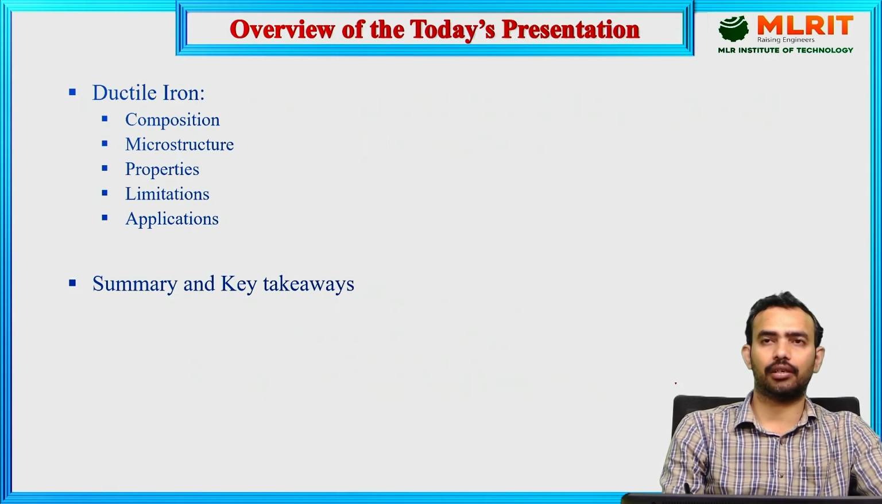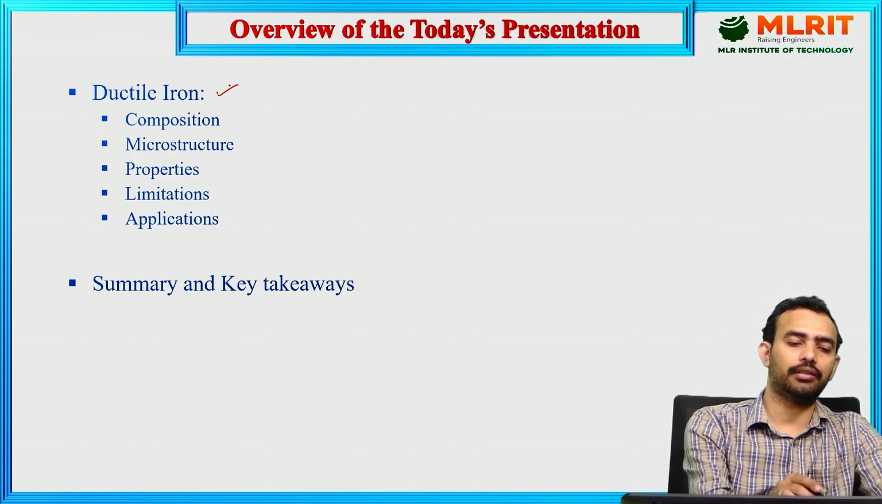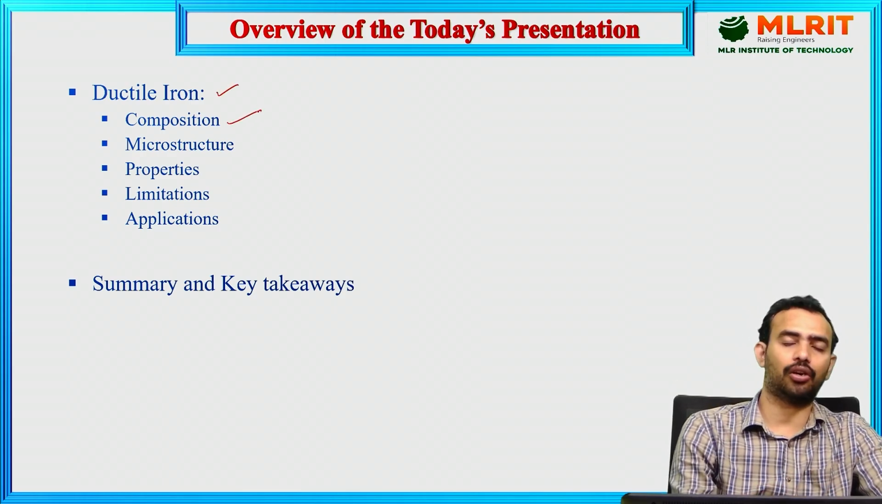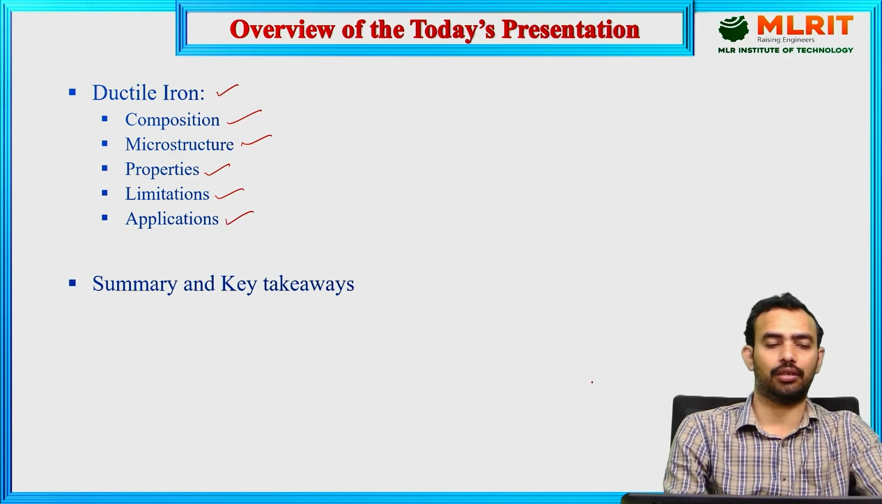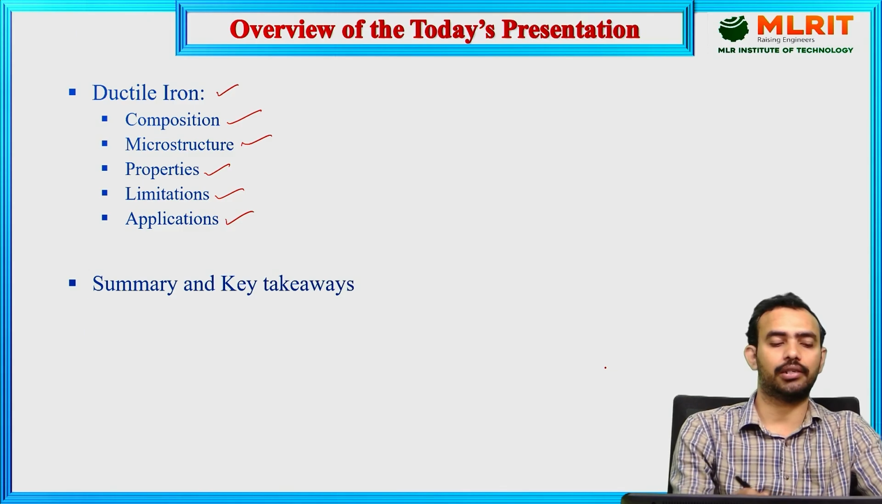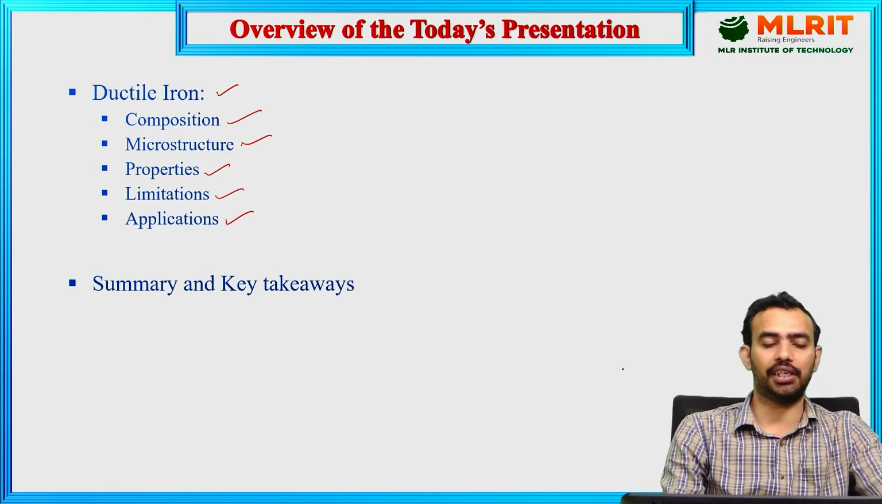In today's lecture, we talk about ductile iron in terms of their composition, their microstructure, their properties and their limitations, and some of the applications of this material. We'll discuss it. And towards the end, we summarize and discuss the key takeaways from the lecture.